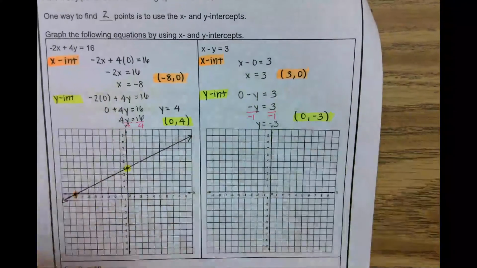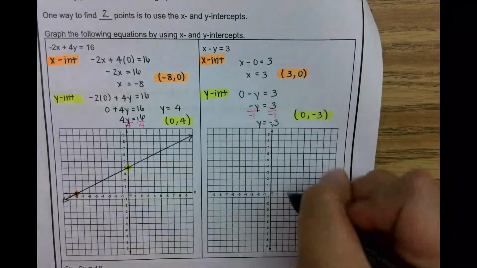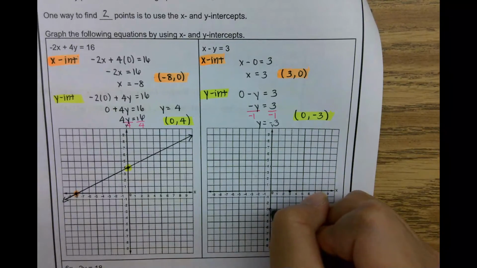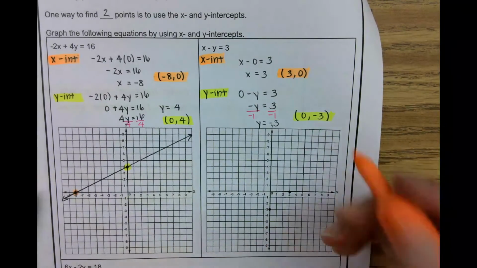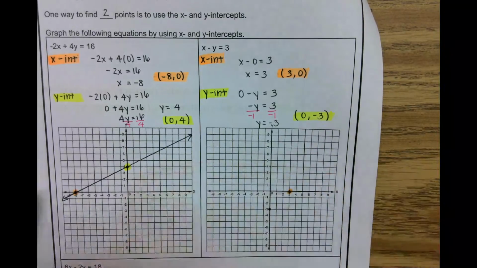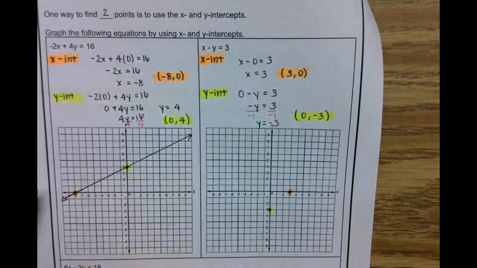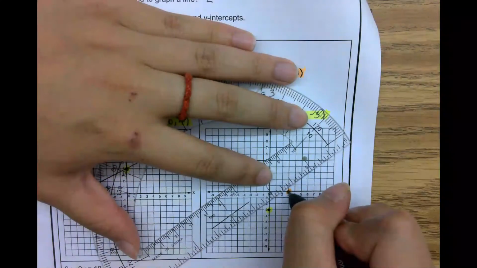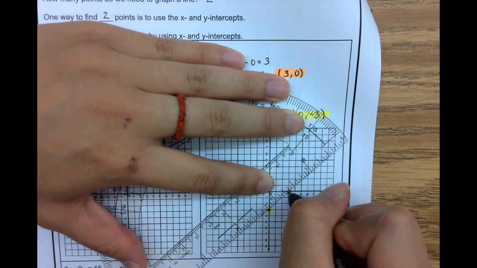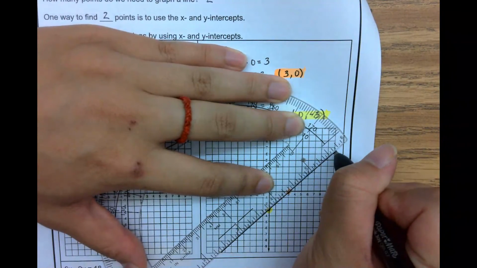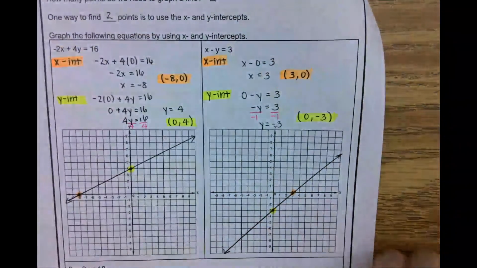I'm going to graph those 2 points. So x-intercept at 3, 0, y-intercept at 0, negative 3. Here's my x-intercept that I solved for. Here's the y-intercept that I solved for. I'm going to connect those dots. And there I have my line.